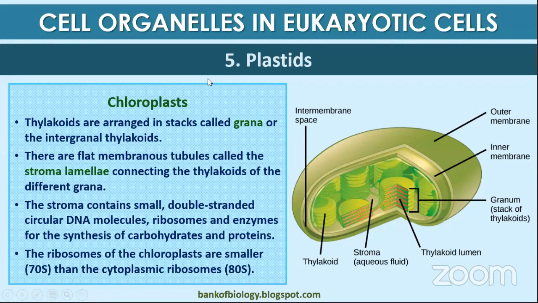Here the thylakoids are arranged in stacks called grana or intergranal thylakoids. They are flat membranous tubules called stroma lamellae, which connect the thylakoids of the different grana. Understand this, it is also important. The stroma contains small double-stranded circular DNA molecules, ribosomes, and enzymes for the synthesis of carbohydrates and proteins. The ribosomes of the chloroplasts are smaller, 70S, than the cytoplasmic ribosomes, which are 80S.